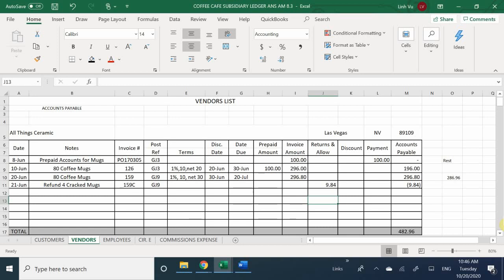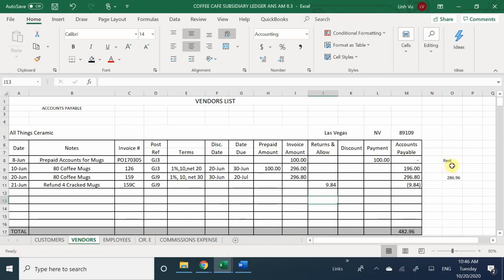Okay, and on top of that, we just missed the discount period for our first invoice of the coffee mugs, right? It was supposed to be on June 20th. It's already June 21st. So I already missed the first discount that could be possible.